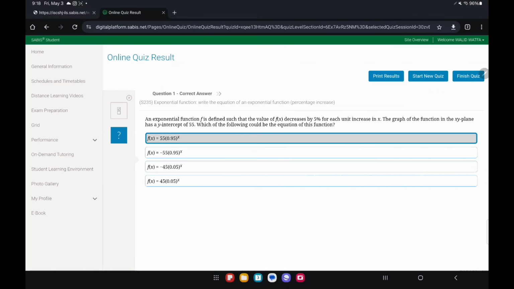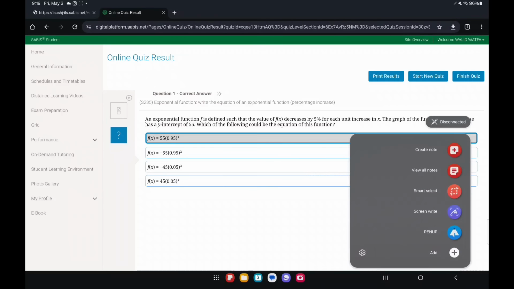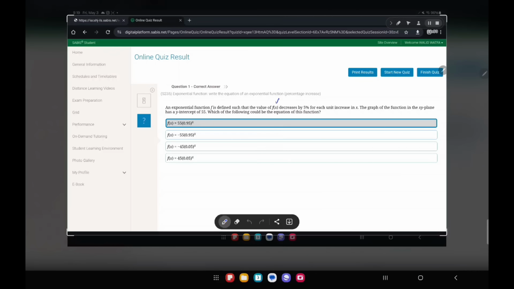Let's start, okay? So they're saying an exponential function f is defined such that the value of f of x, that means y, decreases by 5%. So the rate is minus 5%, yeah? For each unit increase in x. So r equals minus 5%. The graph of the function has a y-intercept of 55. Y-intercept of 55, that means it passes through 0,55. Y-intercept means, yani, where does it cross the y-axis? So it crosses up here at 55, okay? So it has the point 0,55. Which of the following could be the equation of this function?